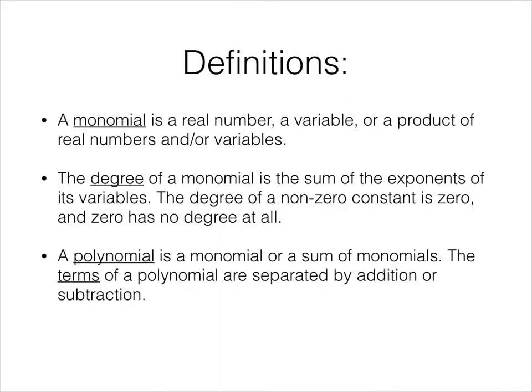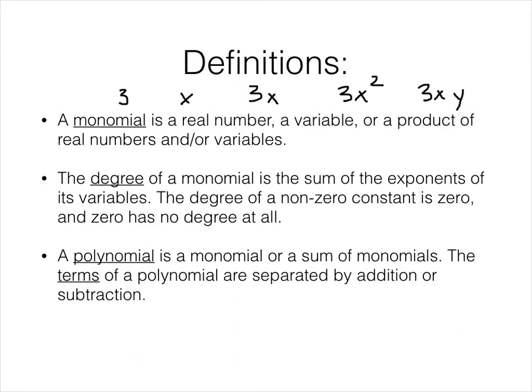A monomial is a real number, a variable, or a product of real numbers and/or variables. Examples of monomials: a 3, an x, a 3x, 3x squared, 3xy. As long as it's a number, a variable, or a product of numbers and variables. Just no addition and subtraction. Notice that in that definition.